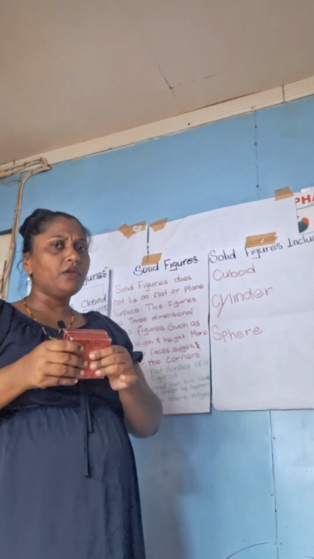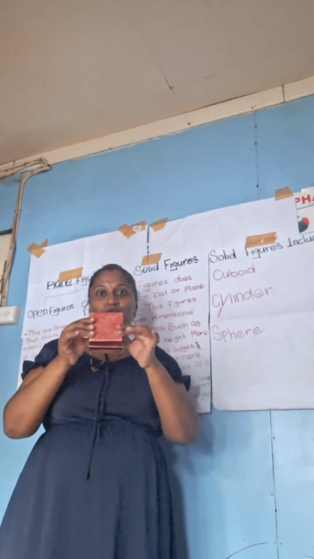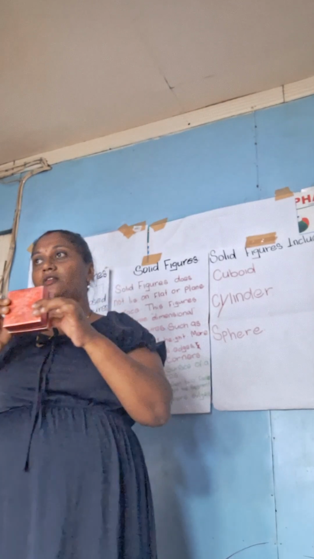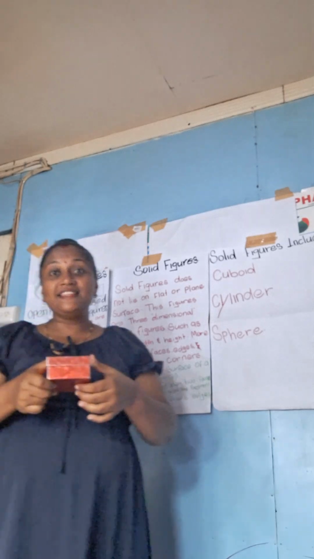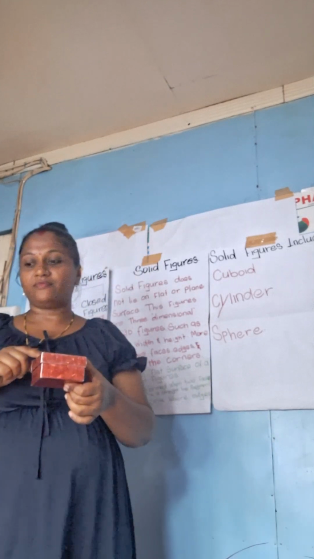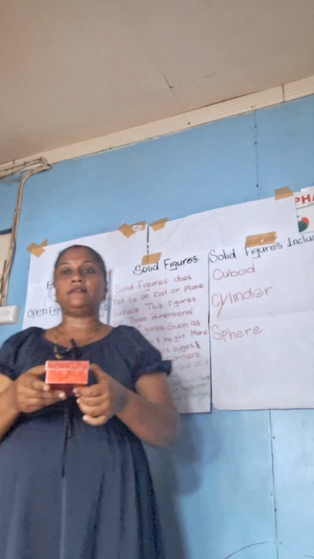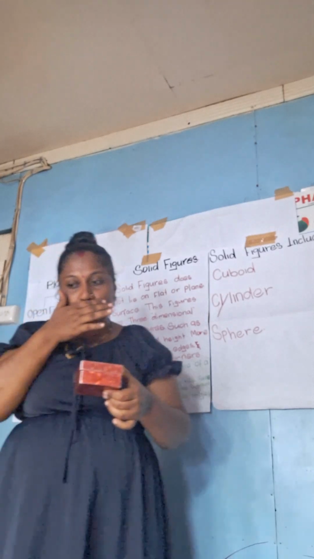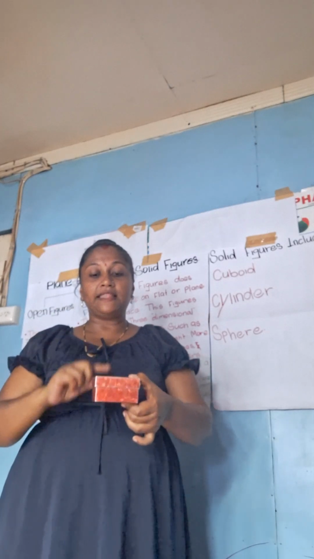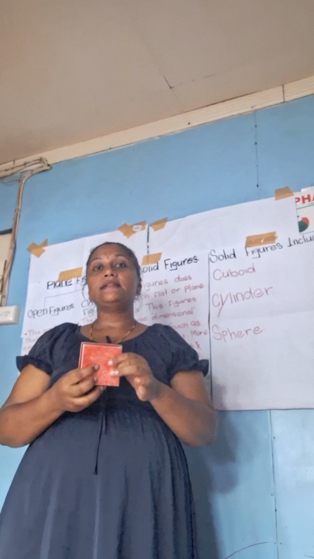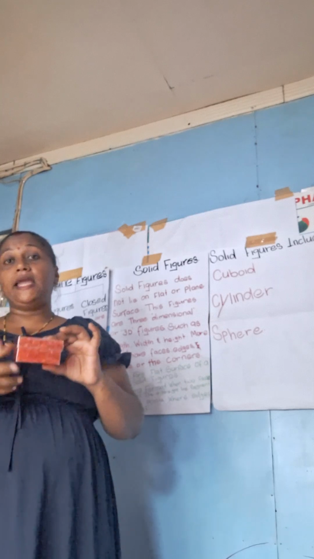Now, can anyone tell me how many faces this cuboid has? How many faces? This cuboid has 8 faces. Sorry. It has 6 faces. 6 faces. 1, 2, 3, 4, 5 and 6. Right? 6 faces. How many edges?